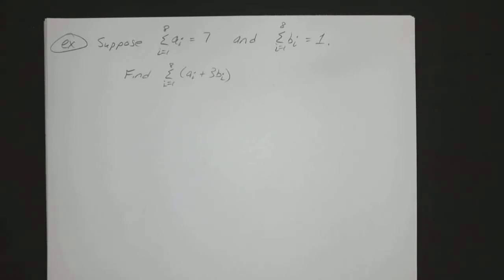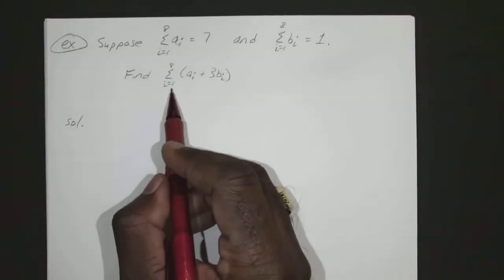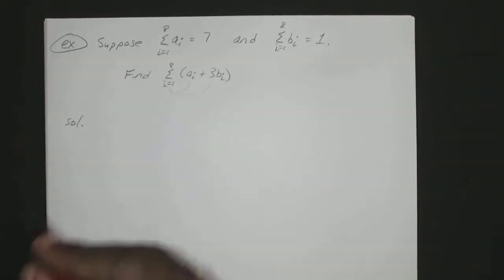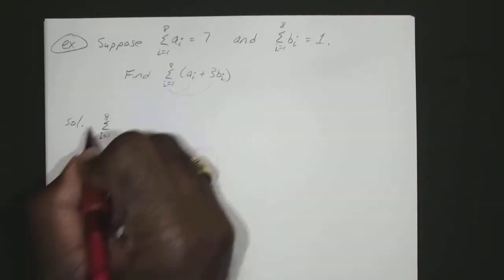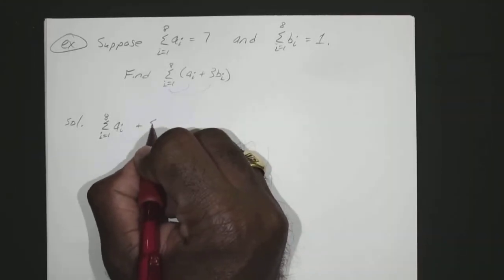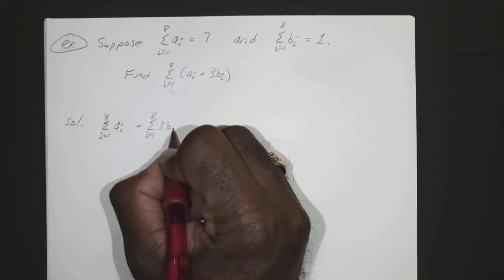Okay. So really this is just kind of a test to make sure you understand how the properties all work out. So we know we can always just distribute that summation. So that gives you the sum from I equals 1 to 8 of a sub I plus the sum from I equals 1 to 8 of 3 b sub I.